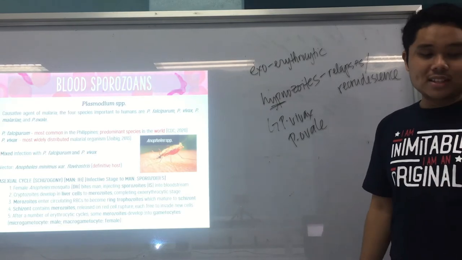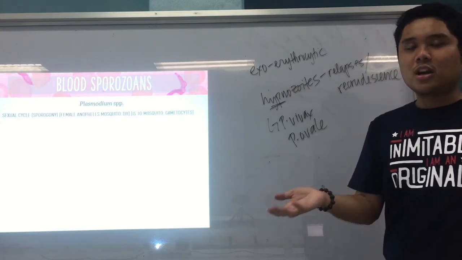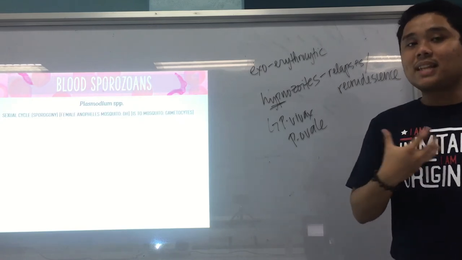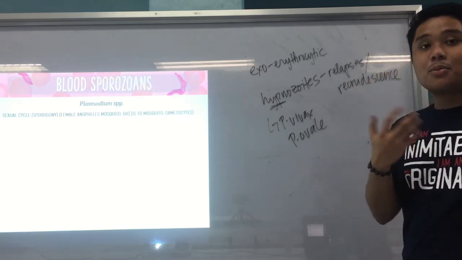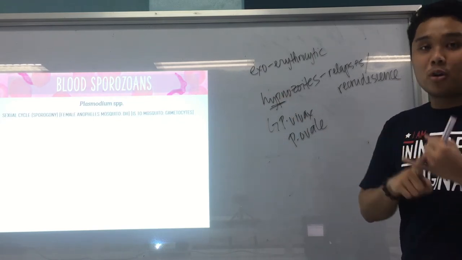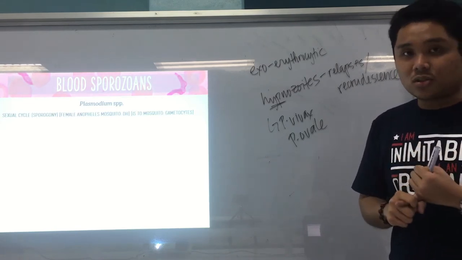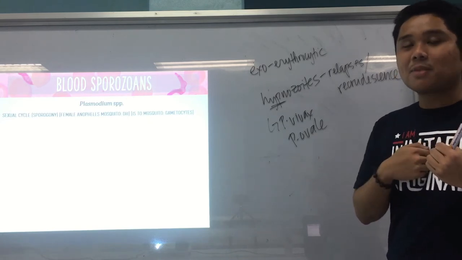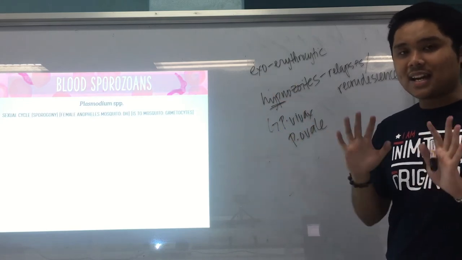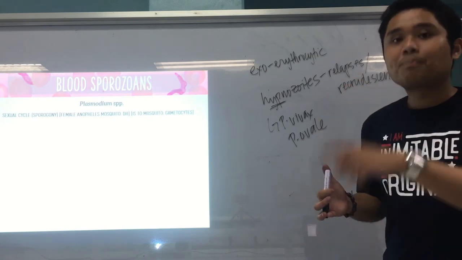Now we go to the sexual reproduction, or the sporogony, which happens in your female Anopheles mosquitoes. So the infective stage to mosquitoes is your gametocytes. Meaning, what stage of the malarial parasite does the mosquito get? Gametocytes. But for humans, what is the infective stage? Sporozoites. These are the stages of the malarial parasite that we get from mosquitoes, but the stages that mosquitoes get from humans are your gametocytes. So infective stage to man, sporozoites. Infective stage to mosquitoes, gametocytes.